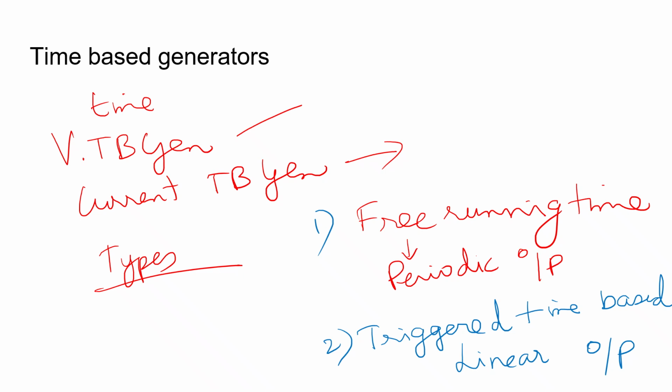I repeat again, in time-based generator circuits, we have voltage time-based generator and current time-based generator. These depend on the voltage variation and current variation linearly with respect to time. There are different types, out of which we'll be discussing the free running time-based generator and the bootstrap sweep circuit.